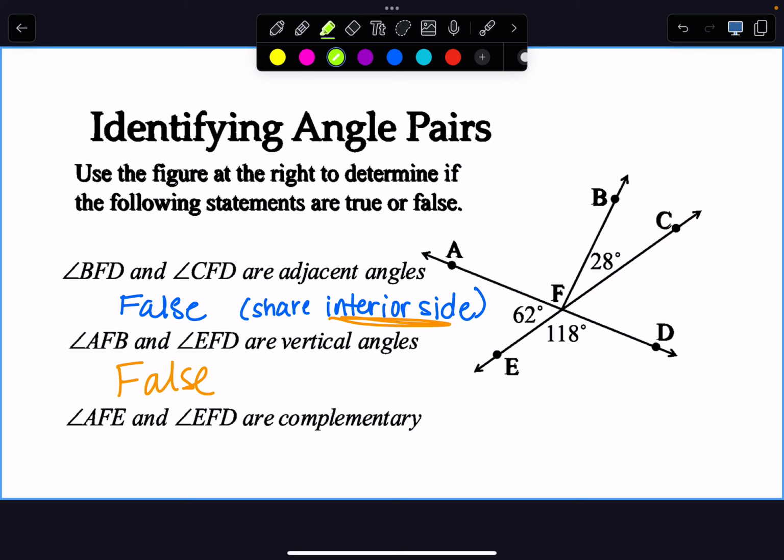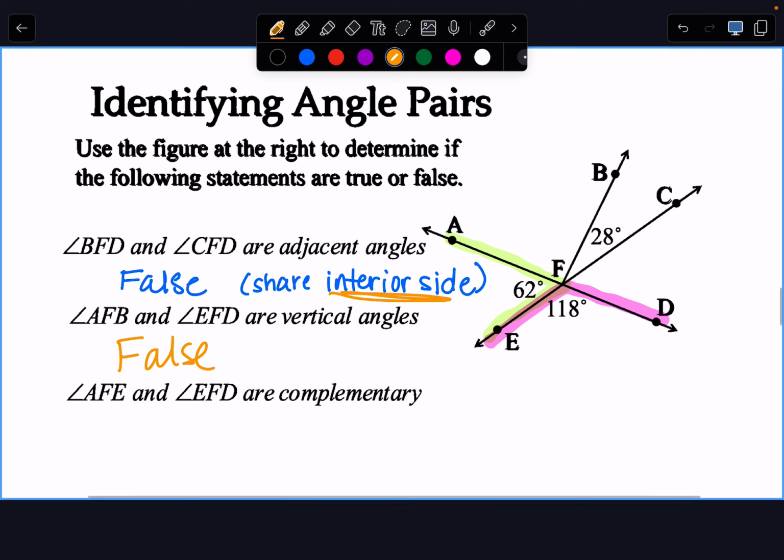AFE and EFD are complementary. Think about it. On 3, say your answer. 1, 2, 3. False.